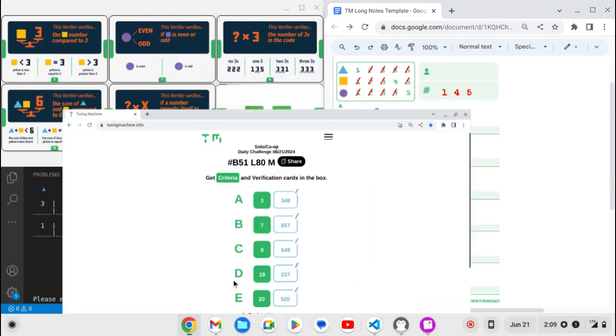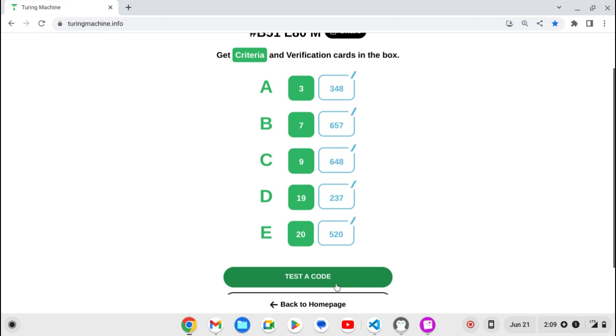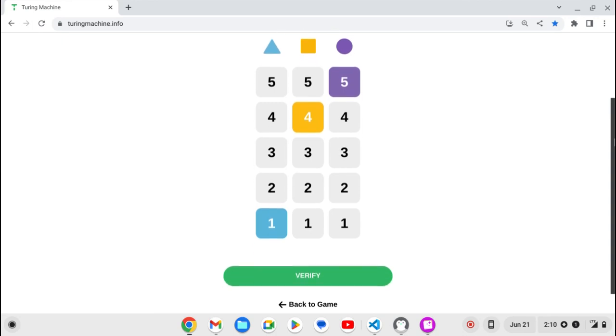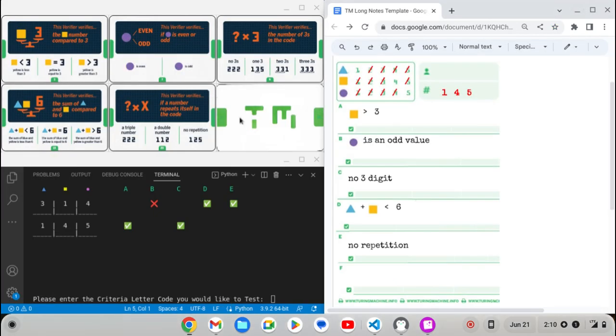Let's verify. On turingmachine.info, we're going to plug in 145. And let's verify. Okay, yeah, exactly. Again, we're trying to see if we beat the Turing machine. The fact that we tested exactly the 5 criteria cards leads me to believe that we probably tied, at best or at worst, with the Turing machine. But who knows? Maybe we got an additional question less than the Turing machine.